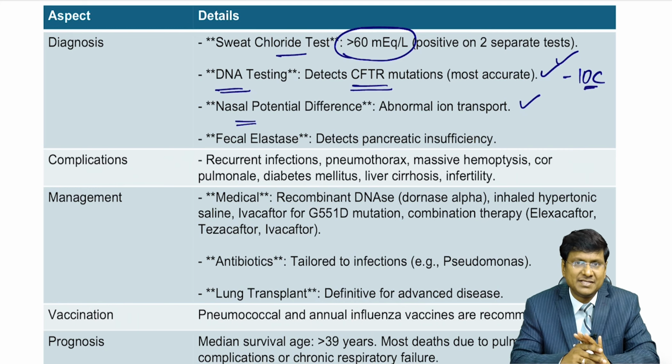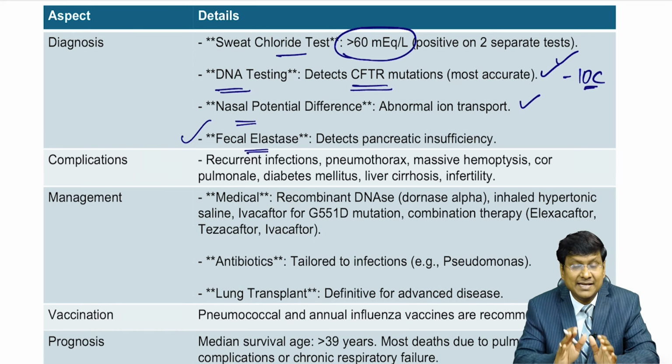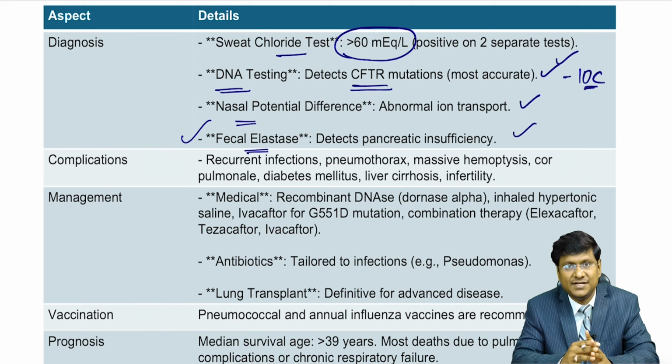And there is pancreatic insufficiency, both exocrine and endocrine insufficiency. How you will be able to tell that there is both exocrine and endocrine insufficiency of the pancreas is you need to do a fecal elastase test. So the fecal elastase test will detect the presence of pancreatic insufficiency.